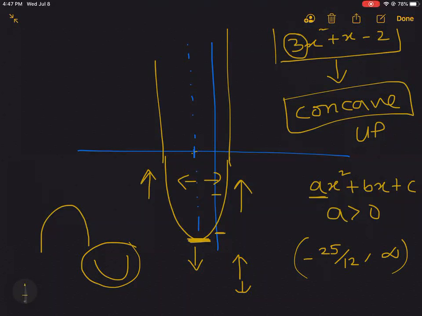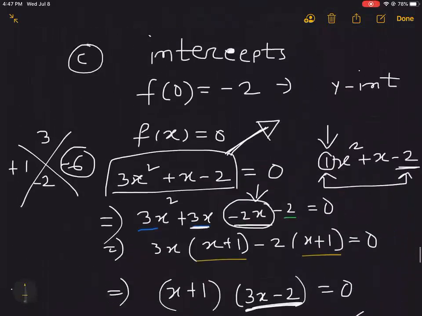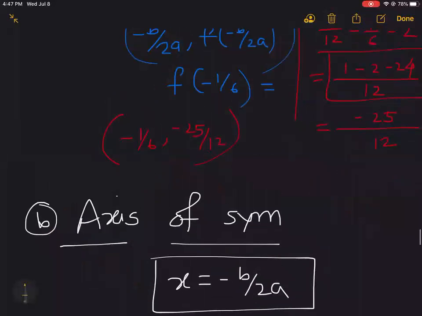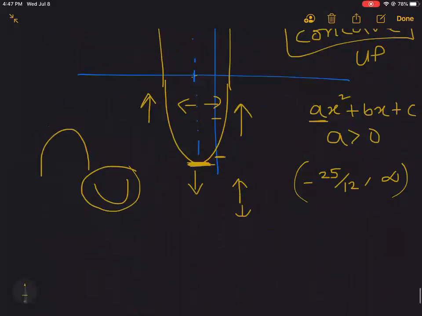Because that's the vertex, right? What's the y value of the vertex? I think that's written somewhere here. I'm sorry, I'm scrolling up again to show that. Here you go. That's your y value for the vertex. How did you get negative 1/6? Yeah, negative 1/6 is the x value. Very good. So we're looking for the y value, right? And your y here is negative 25 over 12, right? And it can go up to infinity.